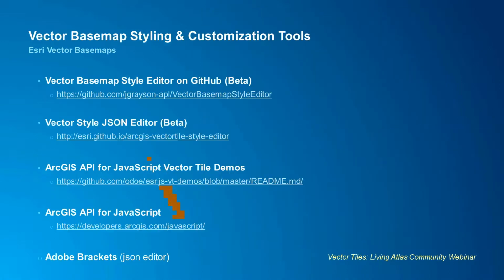This page has a number of links to the styling editors. This will also be included in the handout, so you don't need to scribble anything down right now. But it just gives you an idea that we have a couple style editors, whether that's more WYSIWYG type of editor or a JSON editor, as well as the JavaScript capabilities, and just a pure JSON editor like Adobe Brackets. There's multiple ways that you're able to customize our vector basemaps.